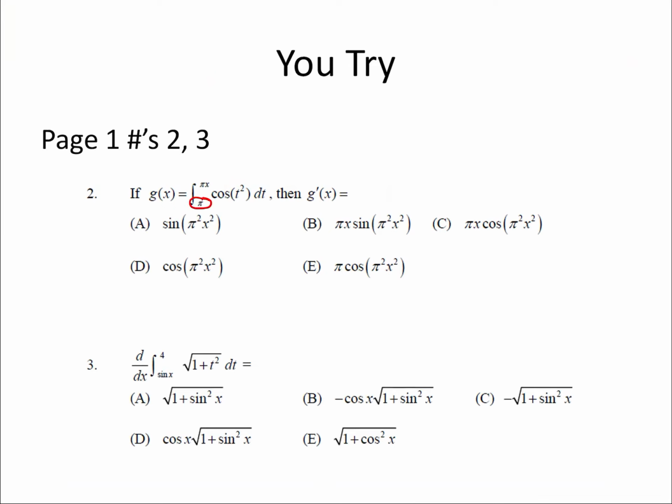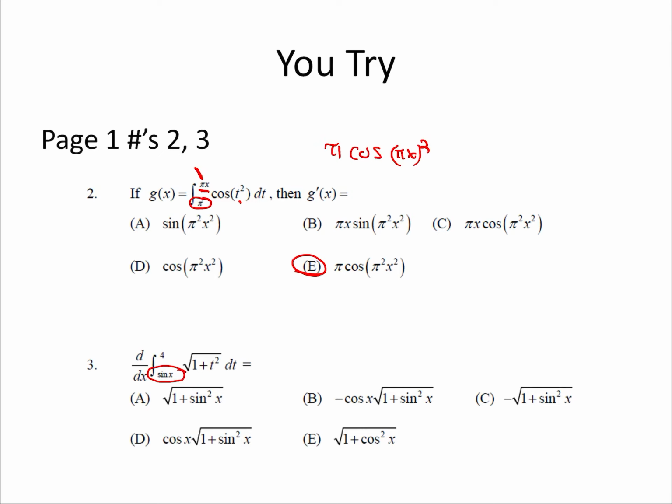Okay? So this first one, we see that pi is a constant, so we're good. However, we're going to have to take the derivative of pi x. So we're just going to replace t with pi x in cosine of t squared, and then take the derivative of that. So we get cosine of pi x quantity squared. And then we take the derivative of pi x, which is pi. So our answer should be E.